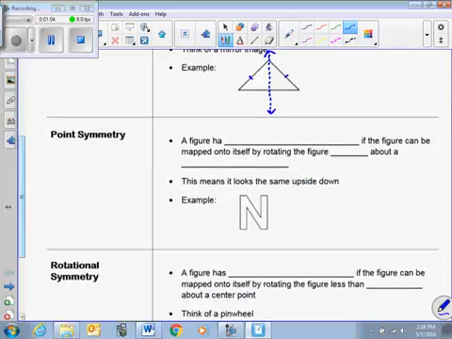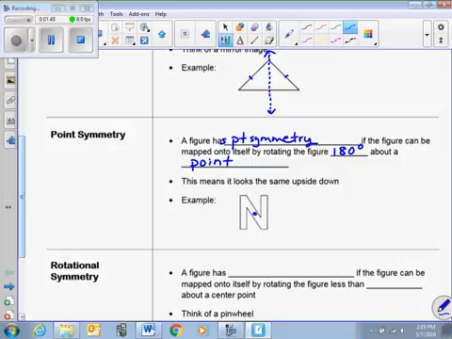What about point symmetry? A figure has point symmetry if the figure can be mapped onto itself by rotating the figure 180 degrees about a point. So in other words, if you can take a figure and turn it upside down and it maps right onto itself, it has point symmetry, just like this letter N here. If I rotated this N right about that point, 180 degrees, it would look just like it does now.